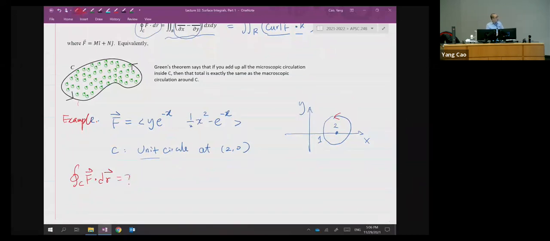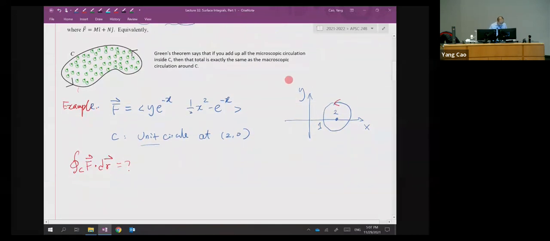Obviously, I'm not asking you to calculate the actual vector line integral using the traditional approach, and we're going to practice doing this calculation using Green's theorem. So Green's theorem says for this vector line integral, you can calculate this double integral.